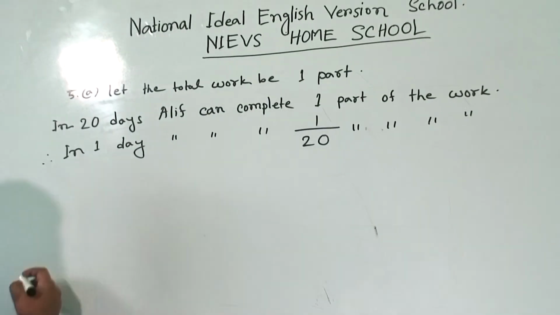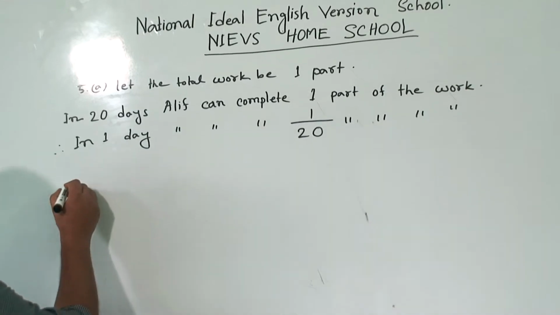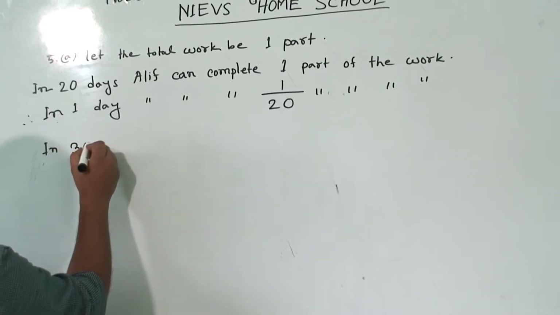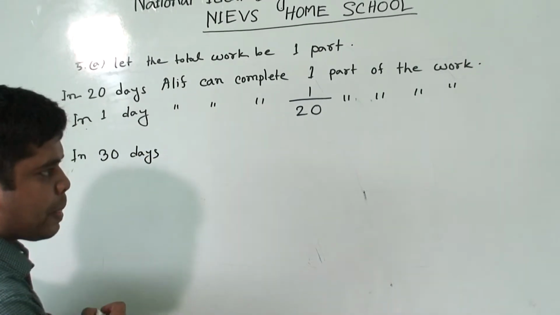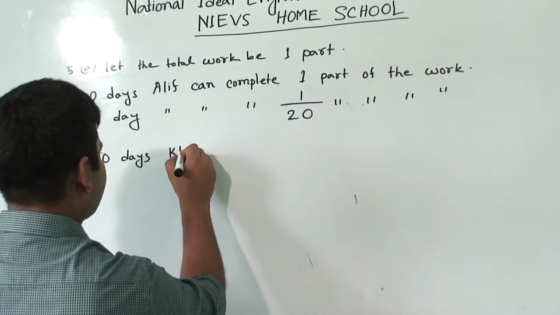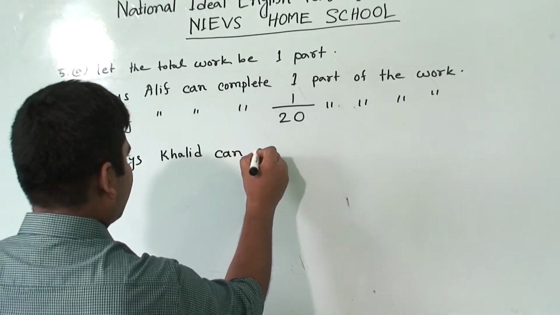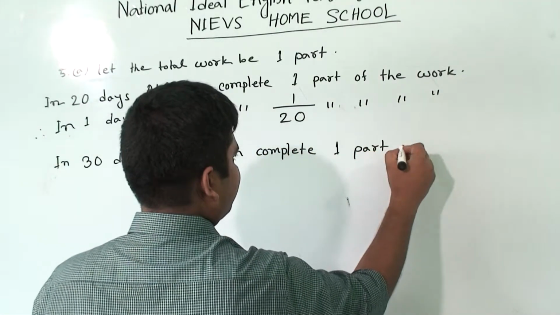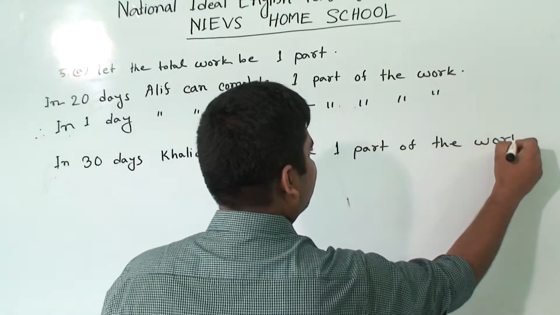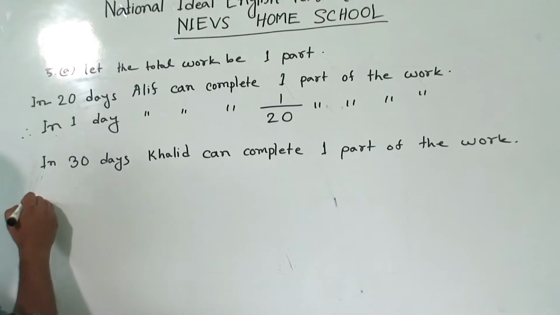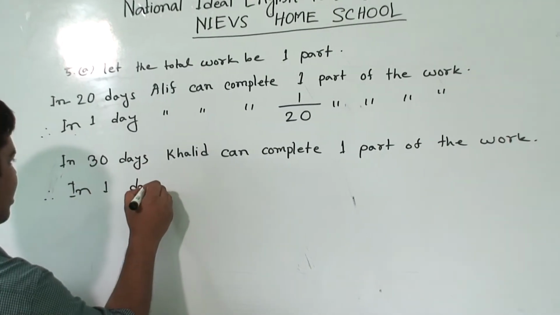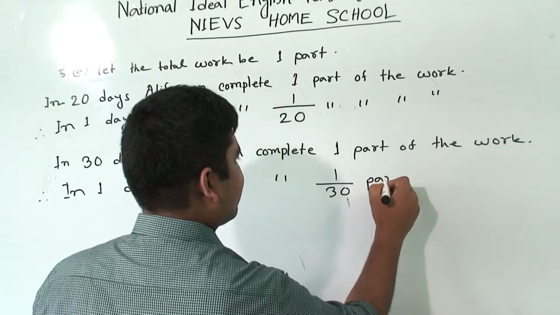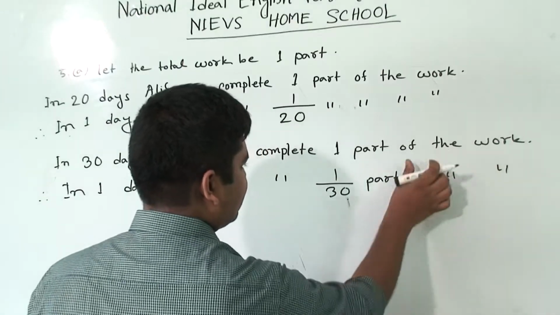Now similarly we find what Khalid works in 1 day. In 30 days Khalid can complete one part of the work. Now in 1 day Khalid can complete 1/30 part of the work.